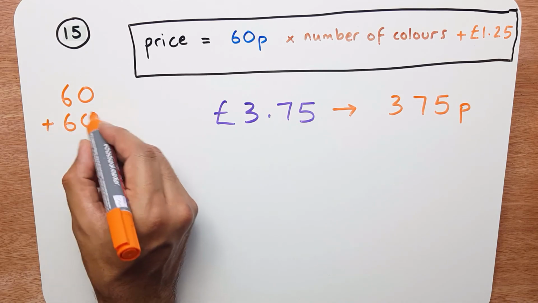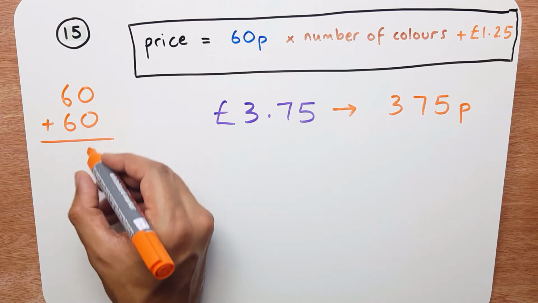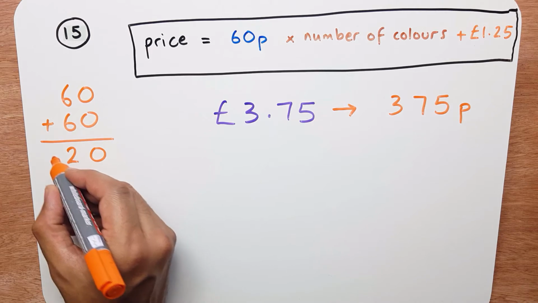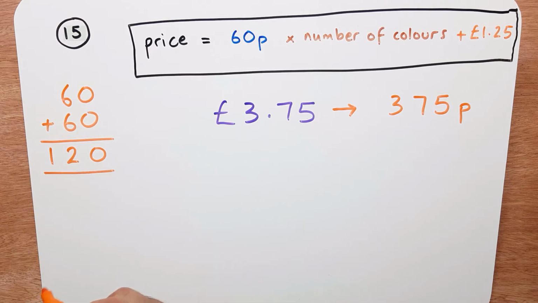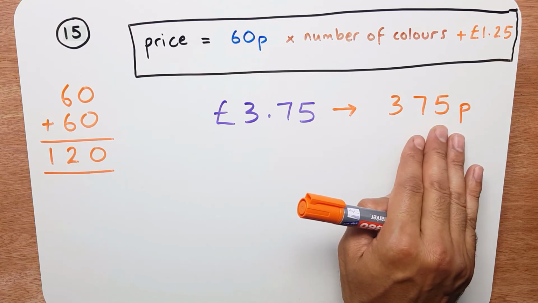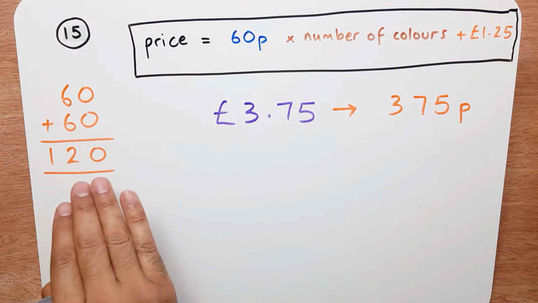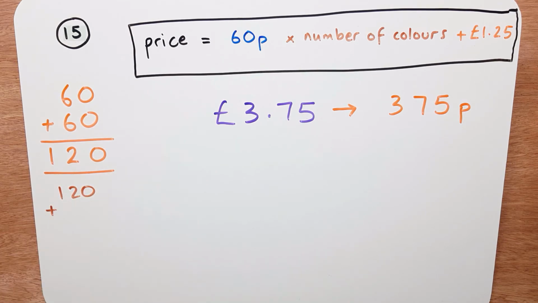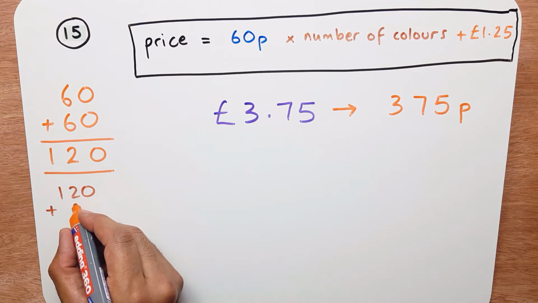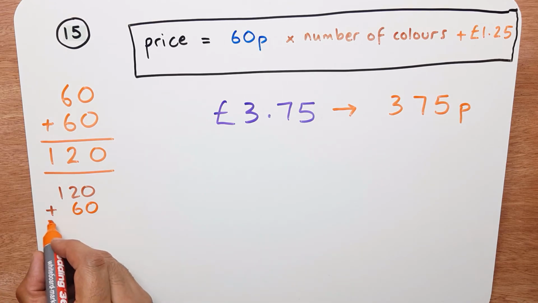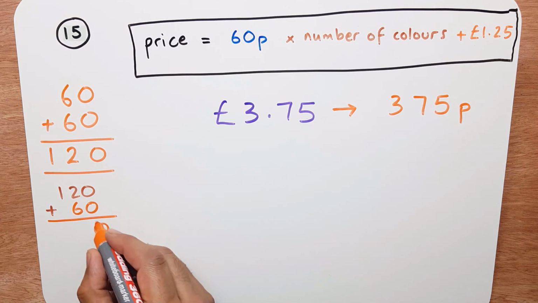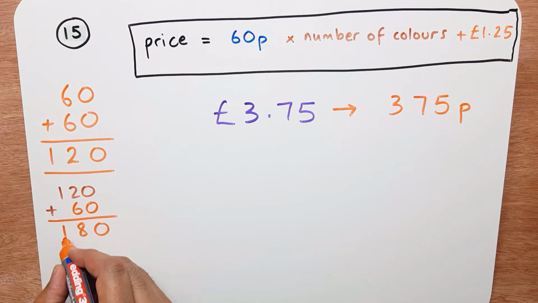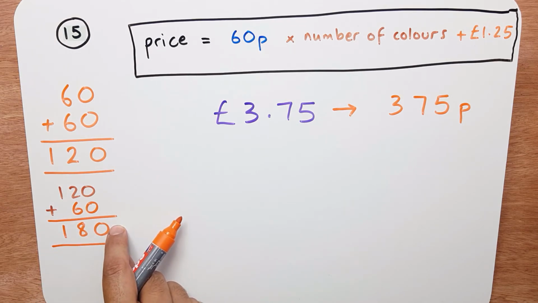Plus 60. 0 add 0 is 0. 6 add 6 is 12. So we put the 2 there and carry the 1 over. Now we need to get to 375. We're only on 120. So let's add another 60. 120 plus 60. 0 add 0 is 0. 6 add 2 is 8. 1 add nothing is 1. We've got to 180. So let's carry on.